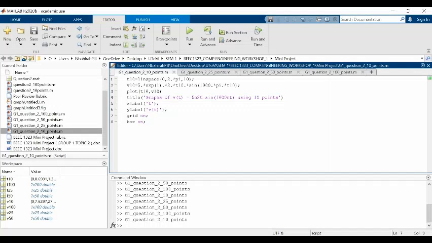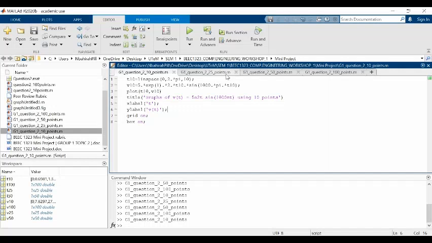To plot the function using 25, 50 and 100 points, the method is just the same. We just change the point here to the number of points that we want to use, and we also change t10 and v10 to match. Also the name of the graph. For example, if we want a graph for 25 points, we change it to 25.